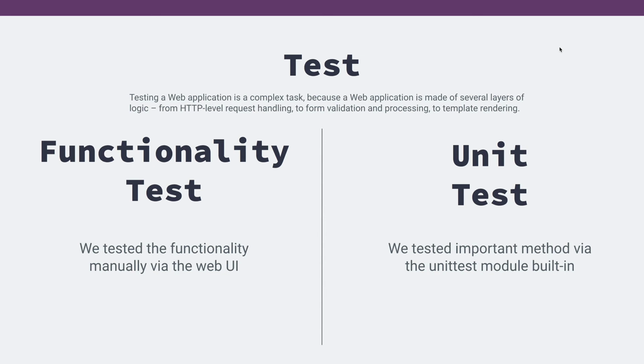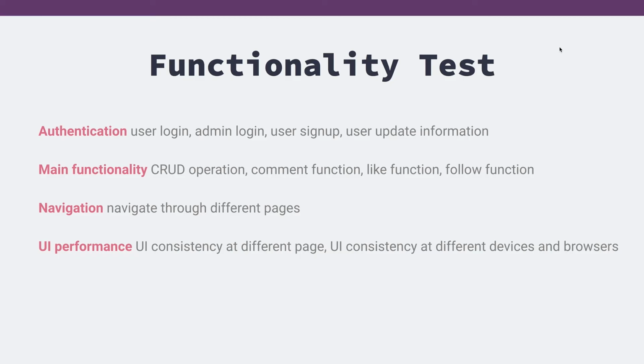The first one is the functionality test, which tests the functionality manually via the web UI. There are 4 aspects in the functionality test. Authentication tests ensure the login and sign-up functions for users and super users, as well as allowing users to update account information.